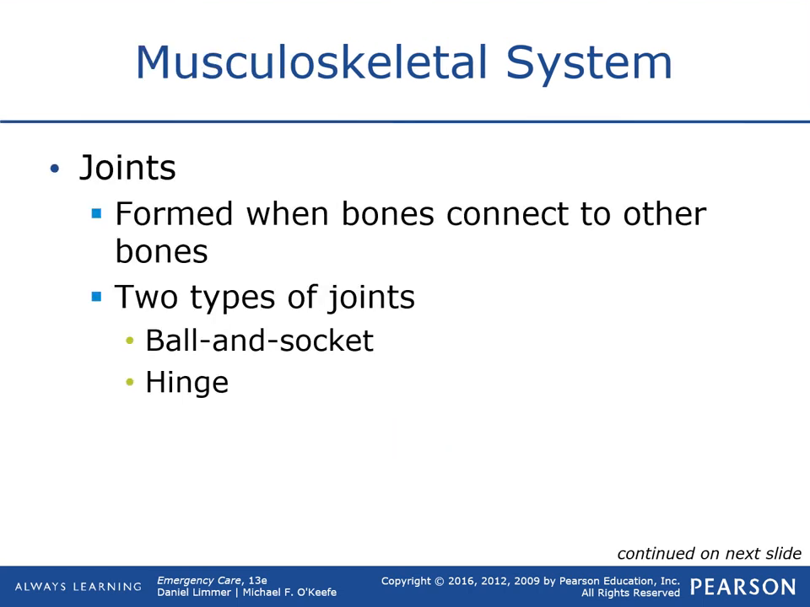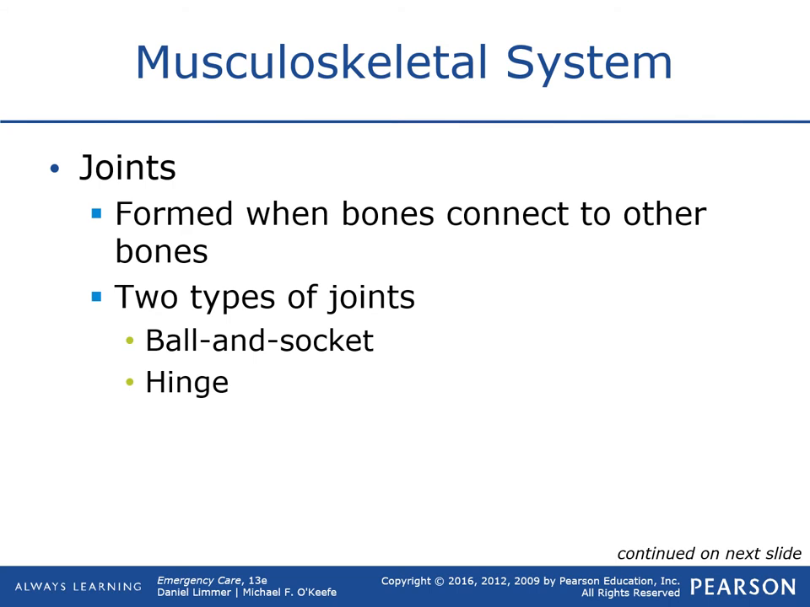So a joint is when a bone is connected to another bone. We have two different types of joints. It's a ball and socket joint or a hinge joint. Some examples of ball and socket joints are your shoulder, your humerus, the joint right up there sits as a ball and socket, and it provides movement in any direction. You can move your shoulder in, out, up, down, whatever way you want.